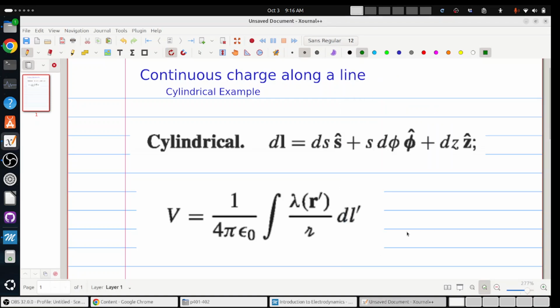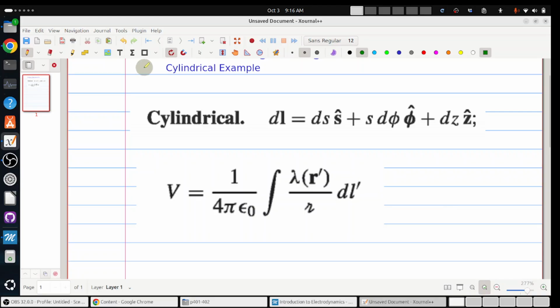Okay, so we're going to do an example here of continuous charge along a line, but rather than it being a straight line, it's going to be a circle. Just to lay this out again, we've got our coordinates, and I've got another video that specifically shows the cylindrical coordinates. But I want you to imagine a bottom circle of a cylinder, with a coordinate system where I've got a z-axis, some s value, and then going around the circle I've got some phi value.